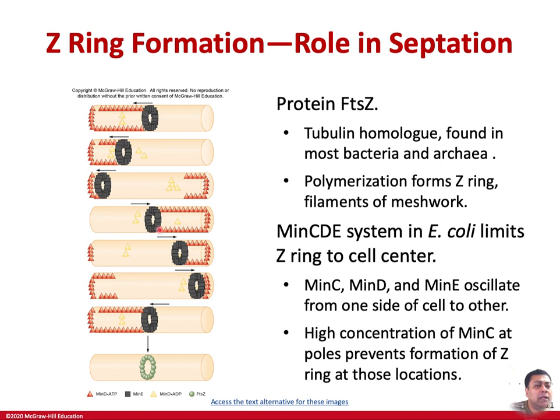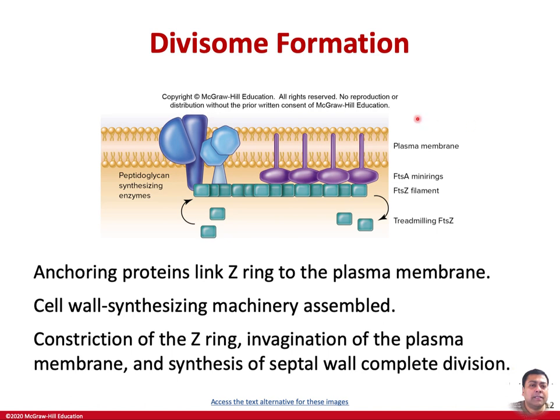So this oscillation moves this ring back and forth constantly so that the septum formation cannot happen in the middle portion of the cell until there is a signal and until there is a time, which is basically the separation of the two chromosomes into each side of the cell.